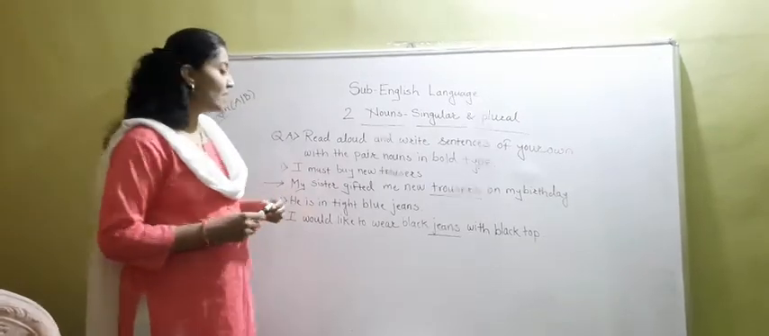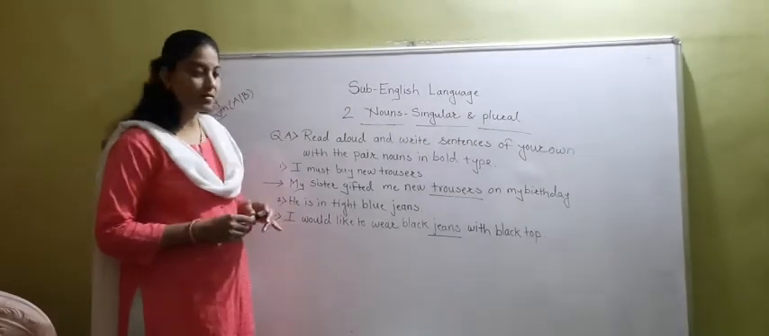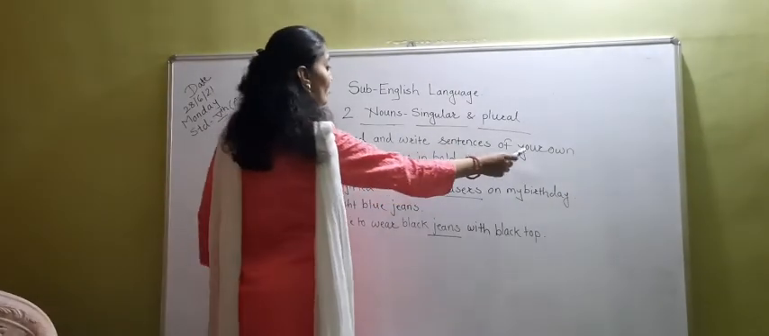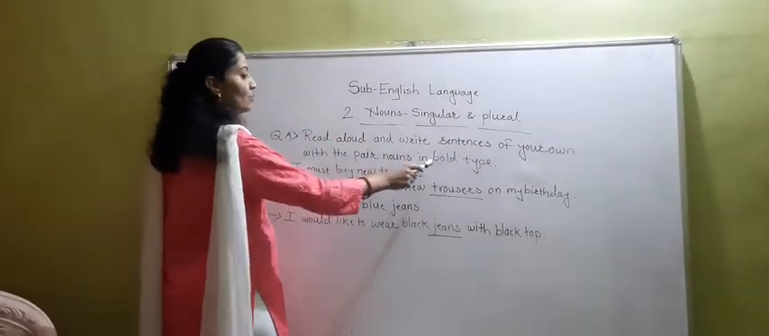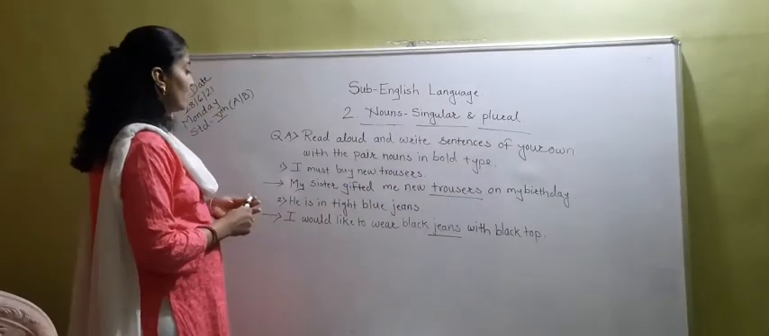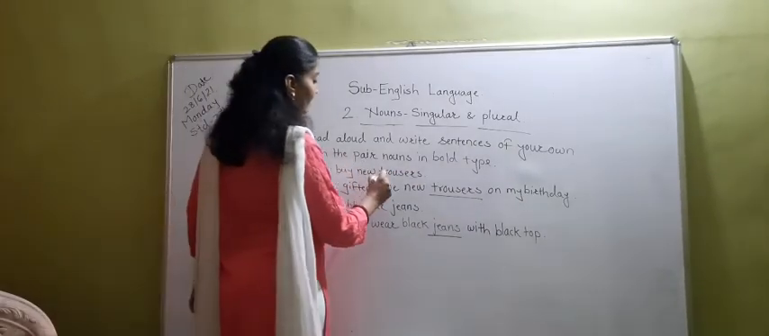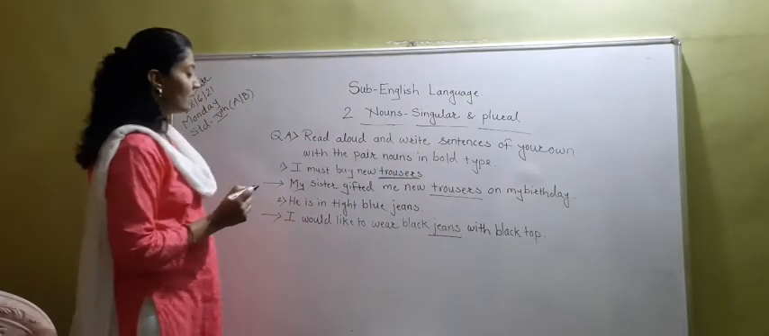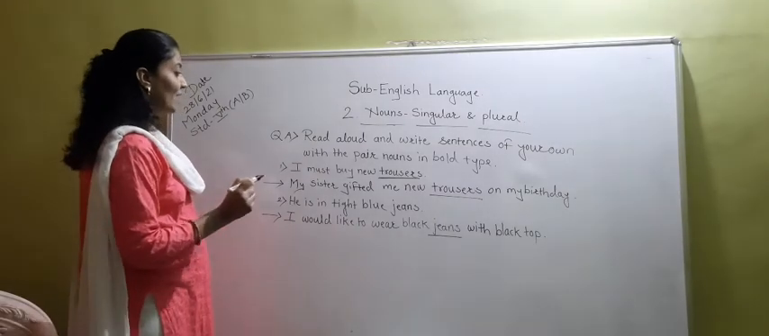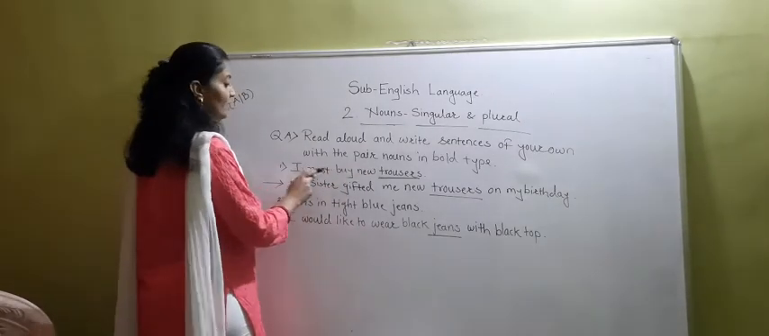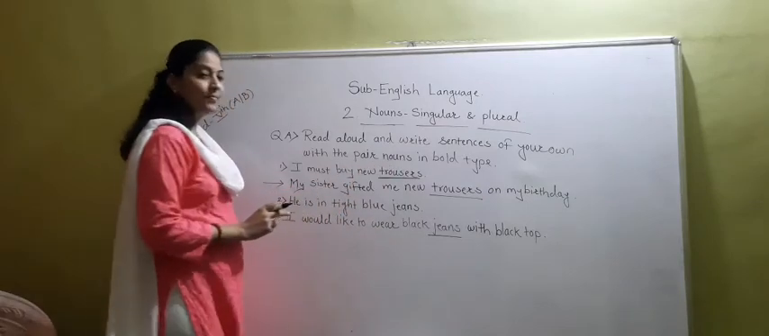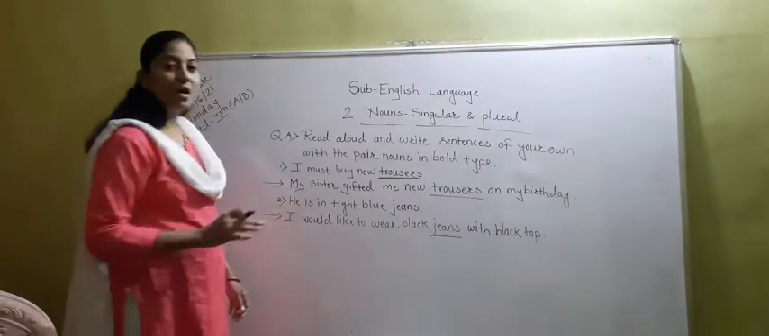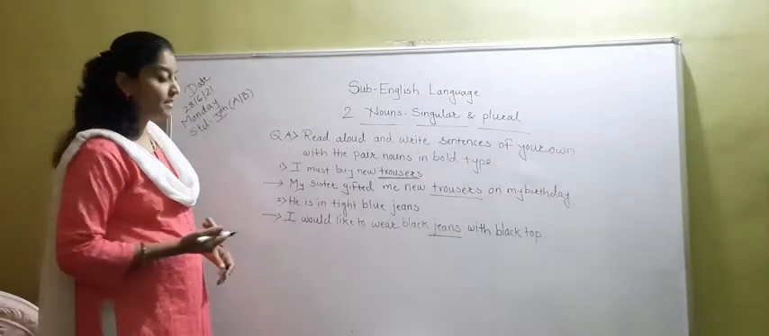Now students, we are going to solve question and answers. Now see question number A. Read aloud and write sentences of your own with the pair nouns in bold type. You know which words are written in bold type, but to make it better understood, I am underlining it. I must buy new trousers. So, trousers is a pair noun here. Now, you have to form your own sentences.